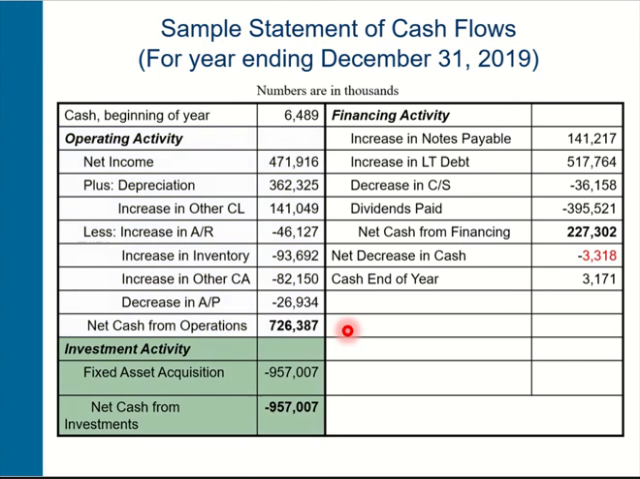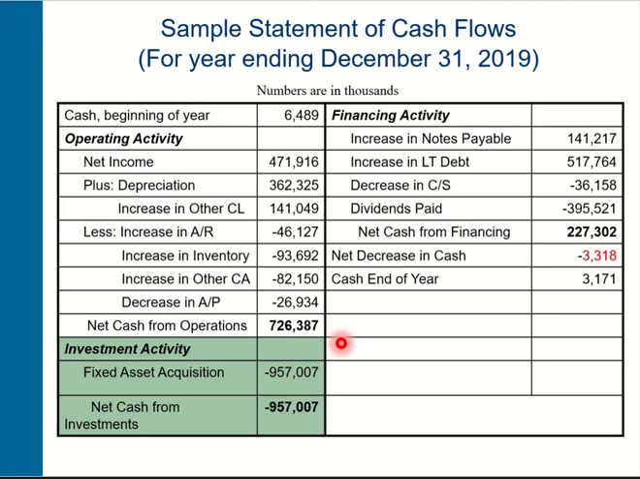Next, we look at our investment activity. And in this context, we're not talking about investment in things like Tesla stock or NEO or Nikola. Here we are talking about net investment in fixed assets, or more specifically, our fixed asset acquisition. Now, on our statement here, we seem to have calculated a total net acquisition of $957,007,000. So that was the amount of cash that was used to buy new fixed assets.